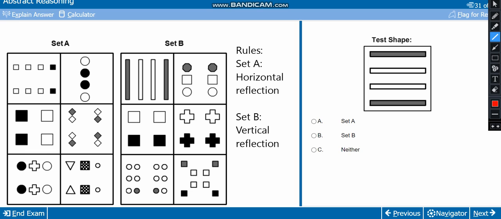In this shape, we see quite a clear horizontal reflection. Everything's being mapped to each other. That's being mapped to this, and this dark rectangle is being mapped to that. And if we look, set A is the horizontal reflection, therefore this shape belongs to set A.